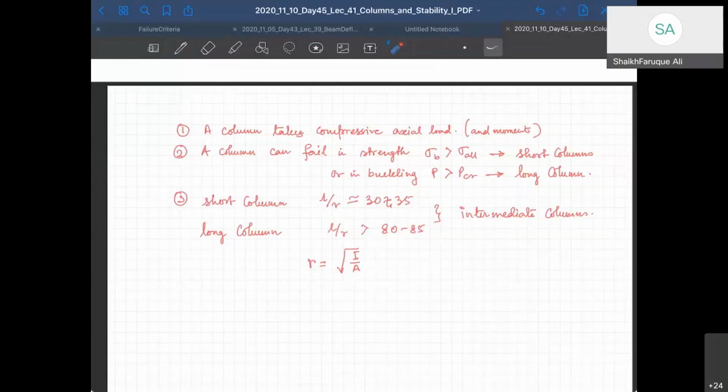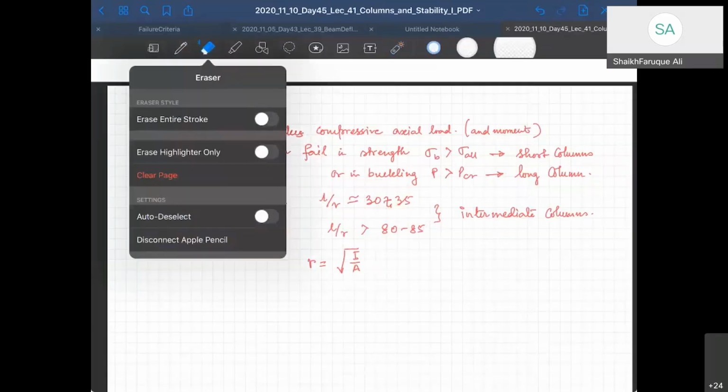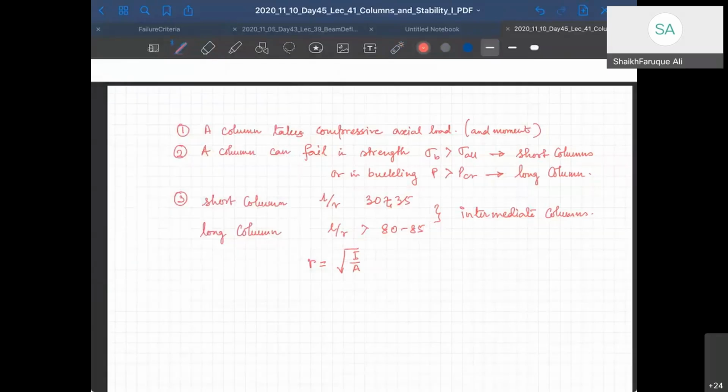For short columns which are lesser than 30 or 35, I should not write almost equal to, I should write lesser. In that case, your design should start from the strength point of view, because the failure can happen in strength. Then you check for buckling. Otherwise, if you start from buckling, you check in strength, and your strength is failing, then you revise your design. So you have to do double design, right?